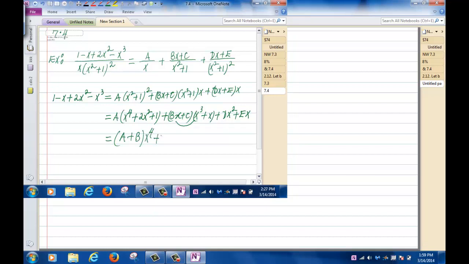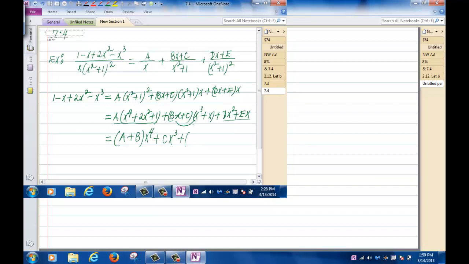How many ways can I get x cubed? Notice that from this term, I cannot get x cubed. There are no x cubed here. So the only x cubed I can get is c x cubed, right? You guys realize that? Okay, what would be the coefficient of x squared? That would be the biggest one, I guess. Again, I don't get any x squared term from the first. What do I get from the second? Say it again.